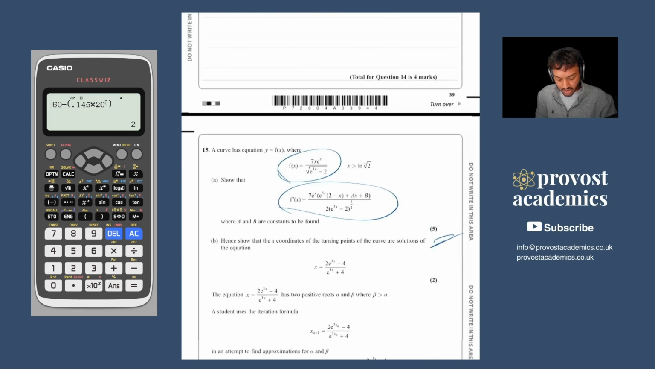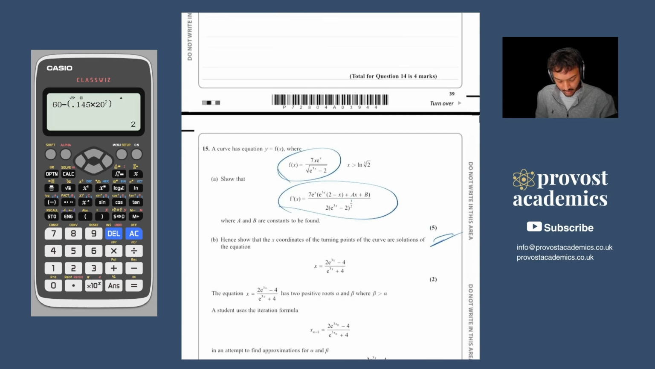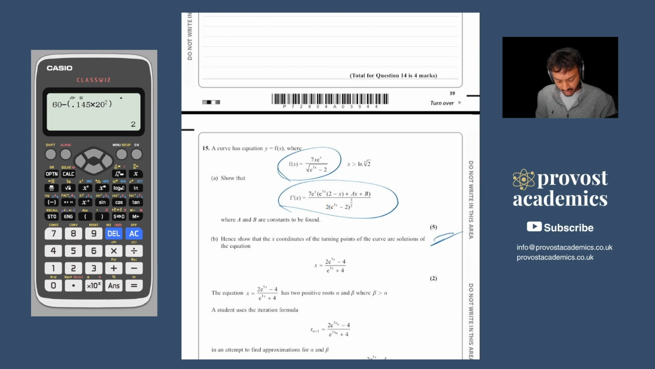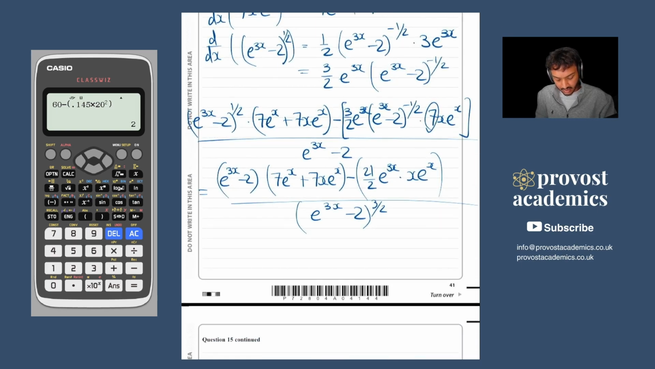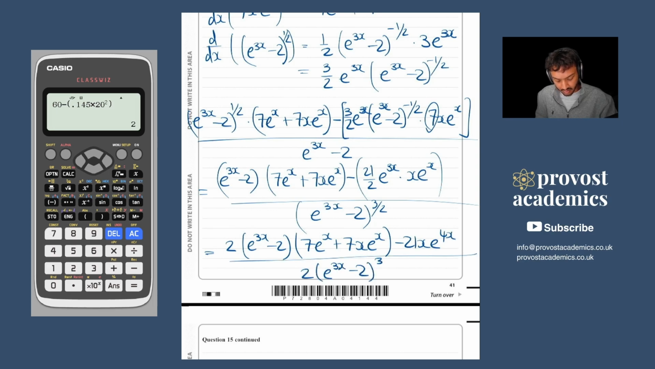So at this point I'm going to double check my answer. Okay, so it looks like there's a 2 in the denominator, and I've got a good idea where that's coming from, and then that's 3 over 2. That was the right call to make. So there's a 2 in the denominator, and I'm guessing what that would come from is that 2. So let's just times everything by 2 to get 2(e^(3x) - 2)(7e^x + 7x e^x) minus 21x e^(4x), over 2 times (e^(3x) - 2)^(3/2).